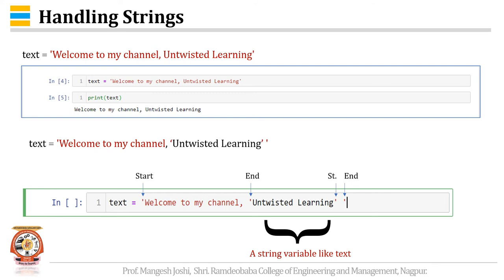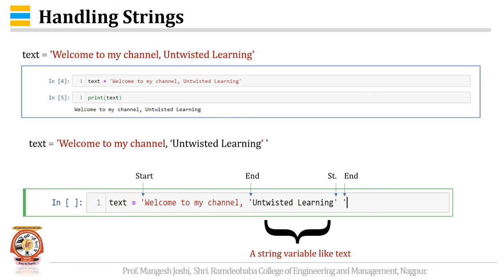Again the Untwisted Learning is in black color. Earlier it was in maroon color. So what does this indicate? You cannot directly highlight Untwisted Learning using single quotes. Because what it is doing is, you are assigning text equal to a single quote. So this is the start of the string. Then welcome to my channel, comma. Again there is one single quote. So that is the end of the string.